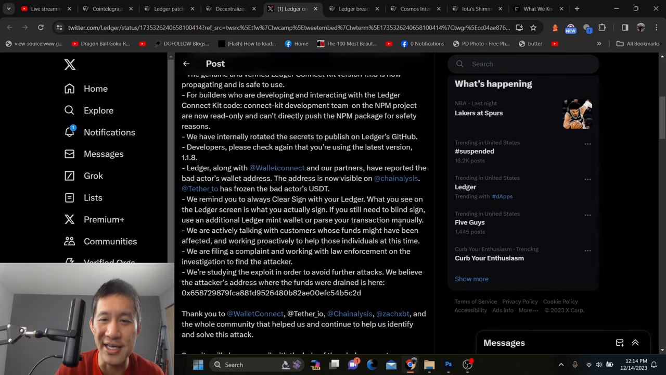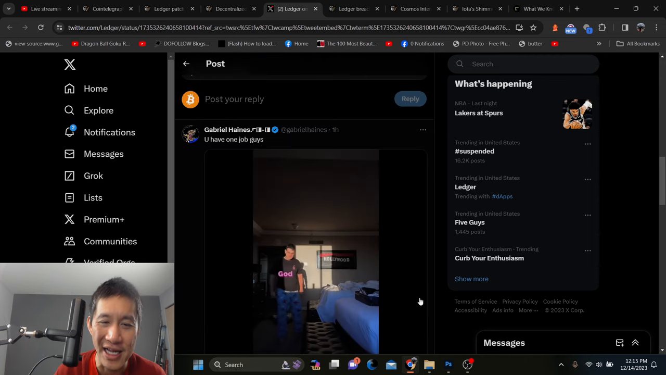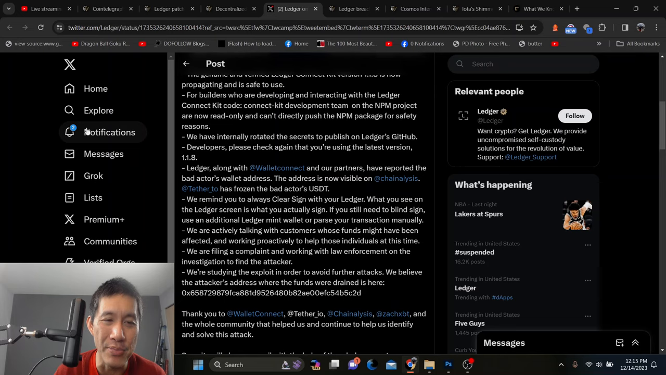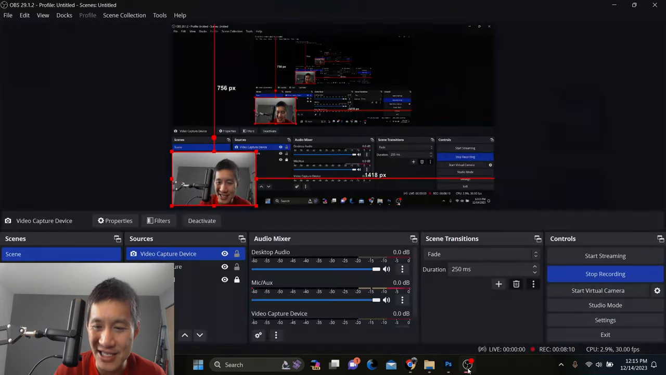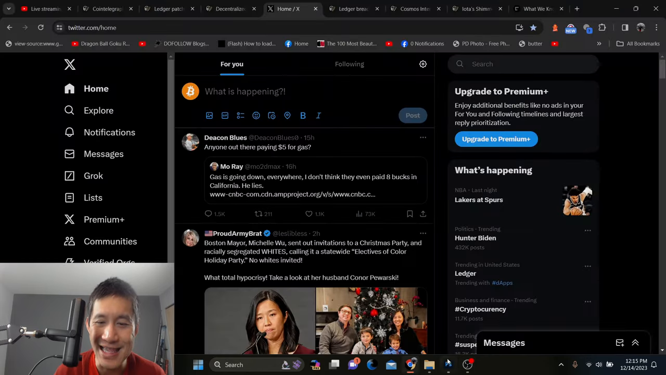Ledger, along with WalletConnect and our partners, have reported the bad actor's wallet address. Their address is now visible on chain analysis. So it wasn't the former employee that actually did this hack. It was someone trying to phish his Ledger. We are actively talking with customers whose funds might have been affected and working proactively to help those individuals at this time. So hopefully they can get those funds back. Obviously a big, big breach of trust, and definitely not something you want to see in the crypto world.